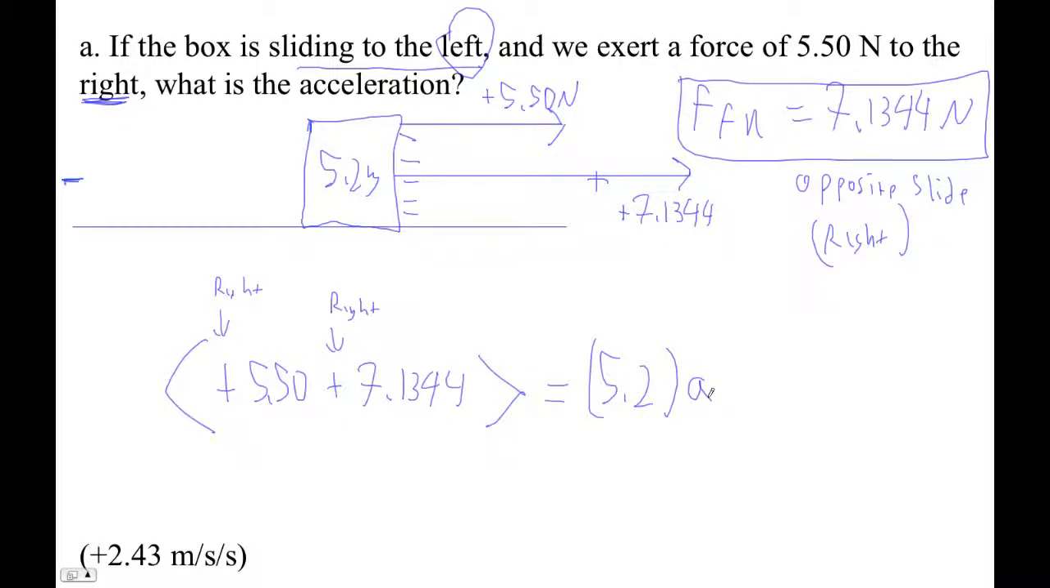All right, so 5.5 plus 7.1344 is 12.6344 equals 5.2 times A. And then we're going to divide both sides by 5.2. So divide by 5.2. I get 2.429, so A is 2.43, I'll say.